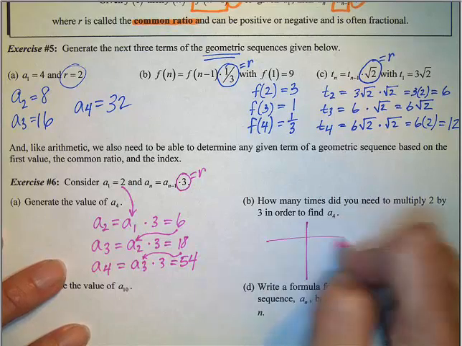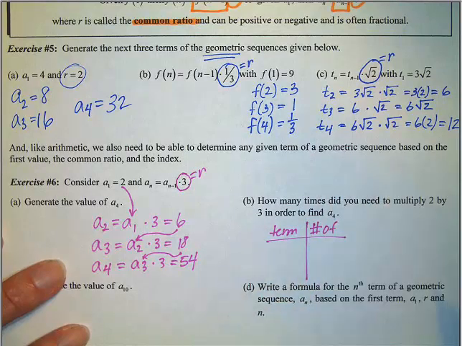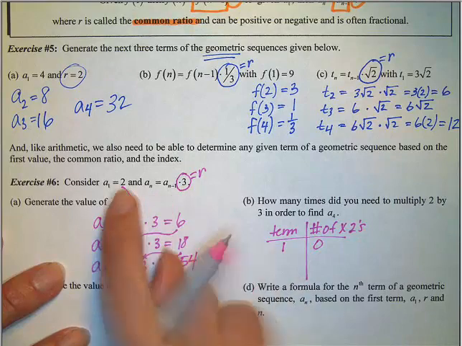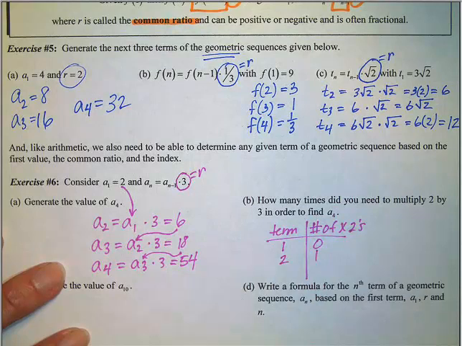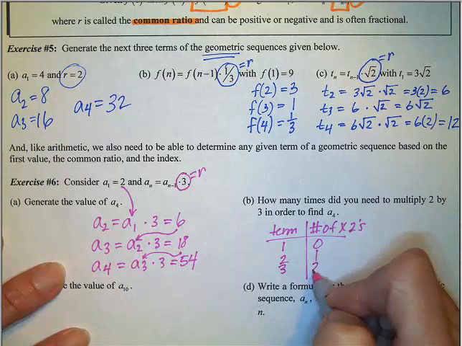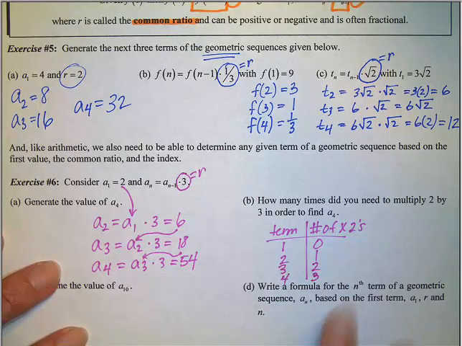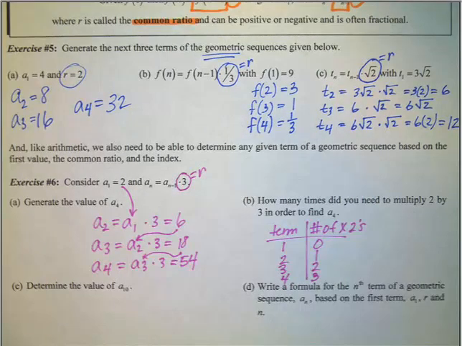So again, how many times did you need to multiply 2 by 3 in order to find the fourth term? So this is the term, and this is the number of multiply by 3's. So in the first term, you gave it 0. It was just 2. In the second term, we multiplied by 3 once. In the third term, we had to multiply by 3 again, so that makes 2 of them. And in the fourth term, we had to multiply by 3 three times. So again, the number that we're multiplying by is 1 less than the term we're looking for.